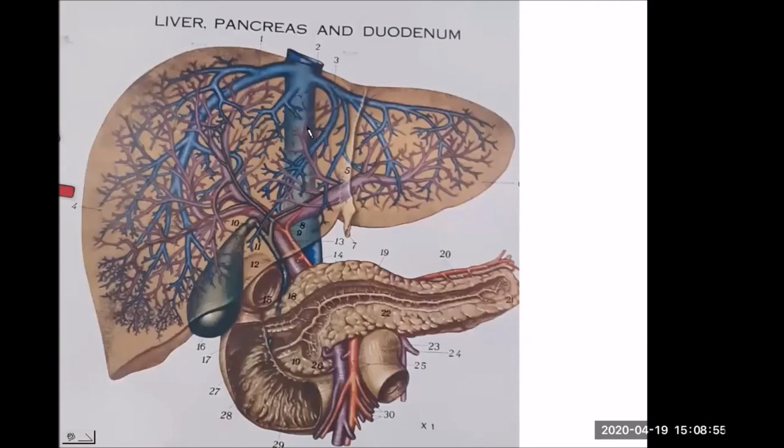Here's a closer look at the liver with its various blood vessels. So in red, the hepatic artery. Again, the multiple blue branches, the hepatic vein. And in purple, the hepatic portal vein.